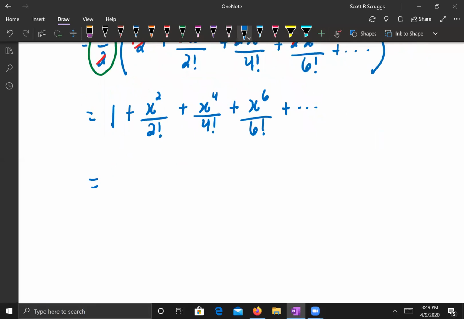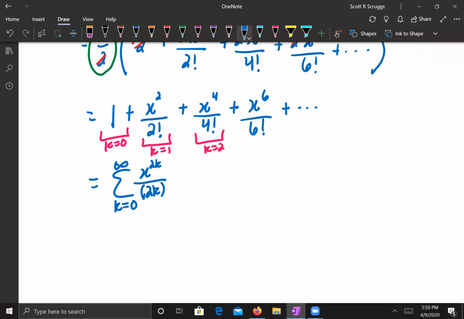Meaning my pattern is that for every term in this series, I'm multiplying that k by 2, essentially saying I better have an even power and an even base in my factorial, which means my pattern will be x to the 2k power over 2k factorial. And there's our Maclaurin series for that guy.